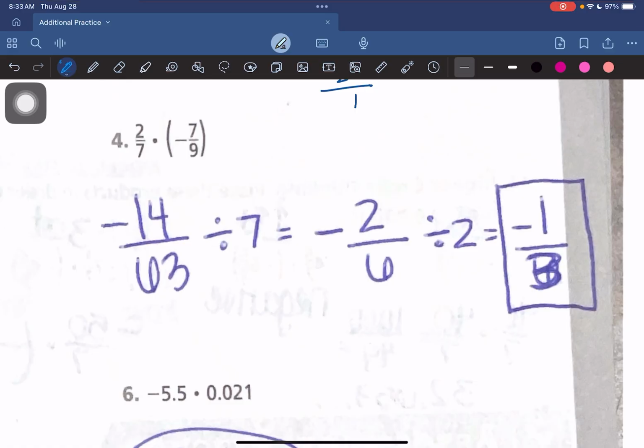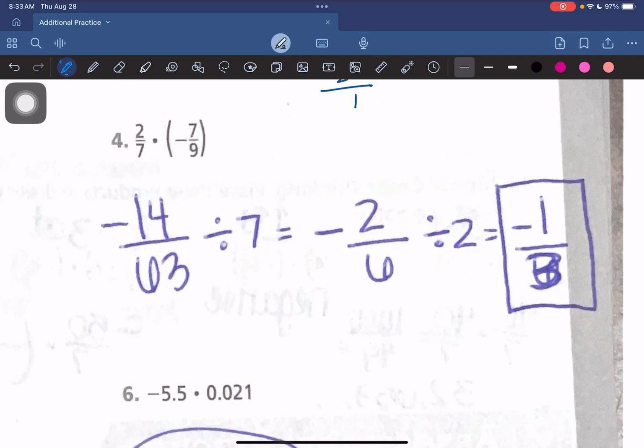Number 4, we have 2/7 times negative 7/9. Here, we went ahead and divided by 7 to simplify. Here, we multiplied 2 times 7, and we got negative 14, and then 7 times 9, and we got 63. Then we divided by 7 because 14 and 63 have a common factor of 7, meaning that we can simplify that fraction down to a smaller form, a more simple form.